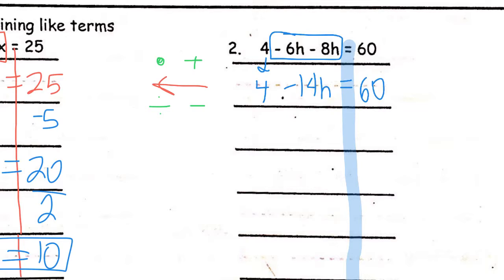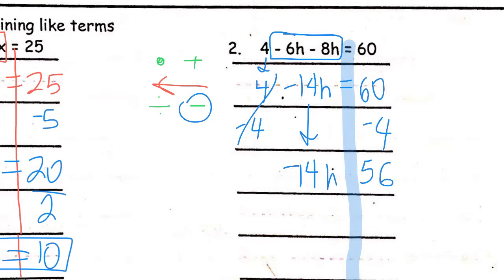The first thing that I'm going to do is subtract. I'm going to subtract 4, the constant, from both sides. Cancels out 4 minus 4. And I bring down my negative 14h. Now 60 minus 4 is going to give me 56. Now I need to divide both sides by negative 14.